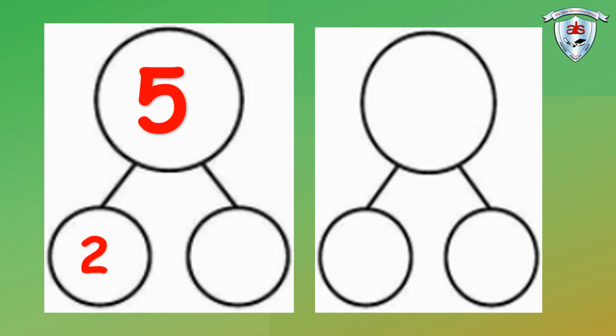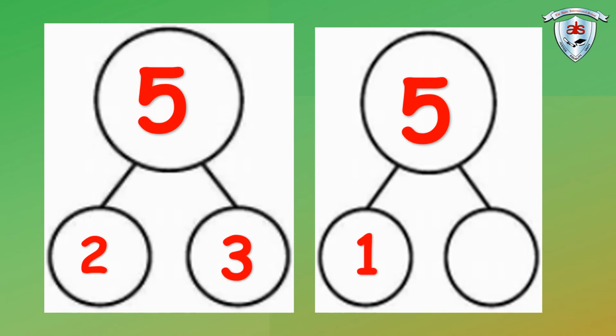Yes, you're right. It's 3. 3 and 2 make 5. Well done. Let's do another example for the same number 5. So which will be the another example? And which number does this 5 represent? Let's check.